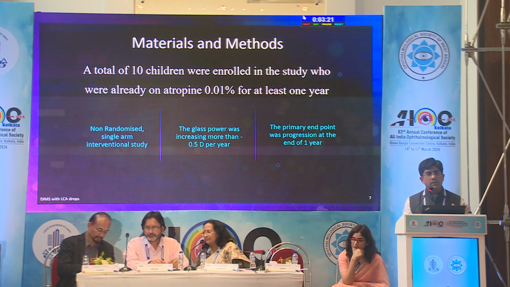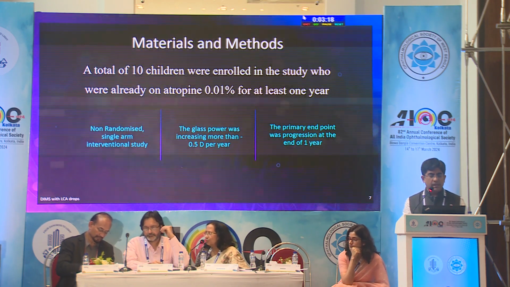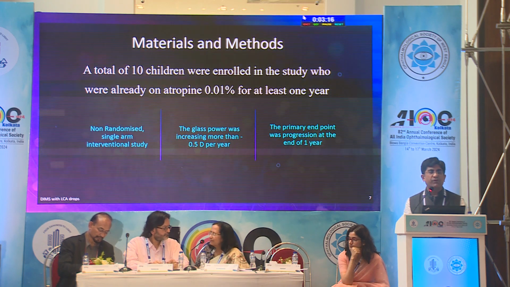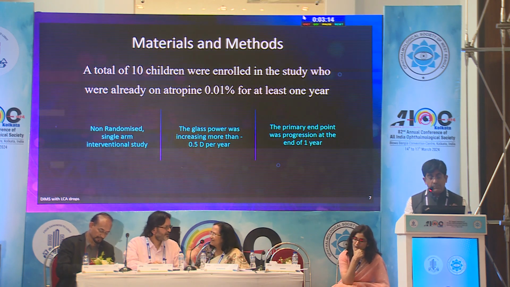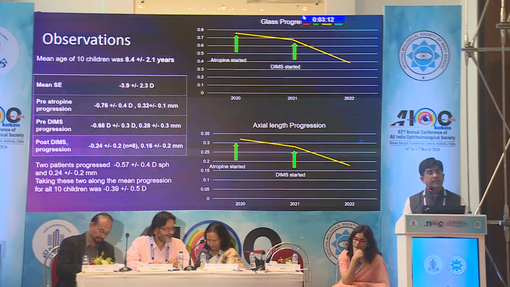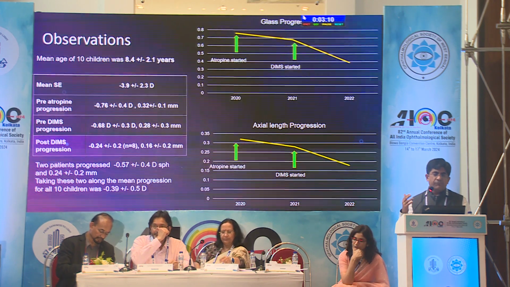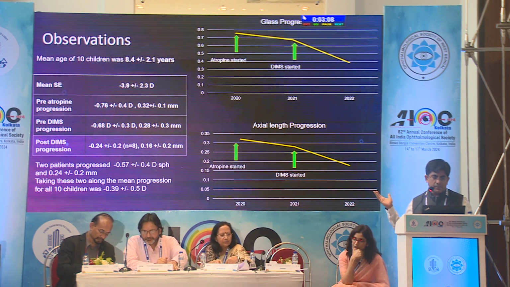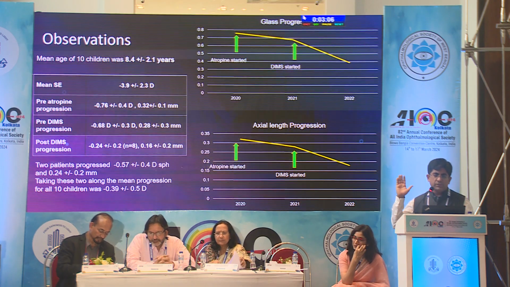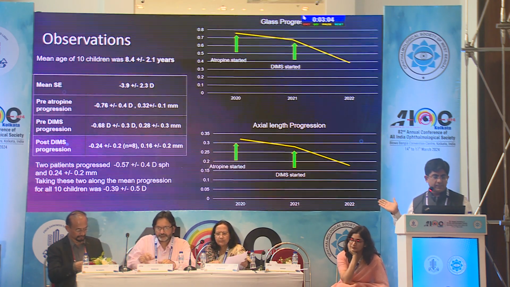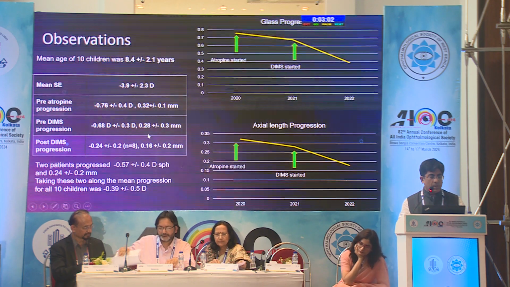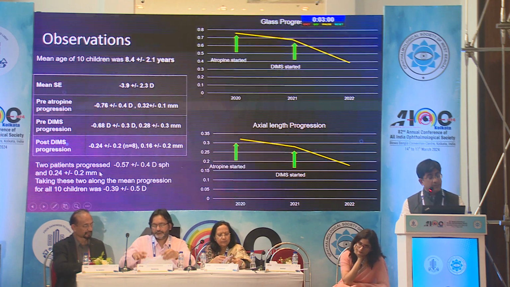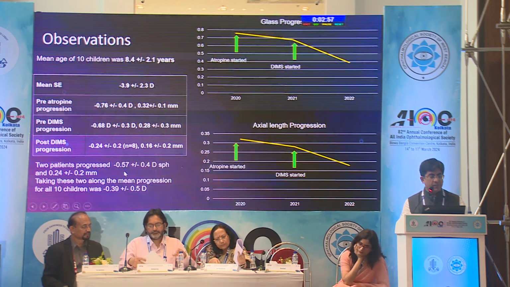This was a non-randomized single-arm interventional study, with glass power increasing more than 0.5 diopter per year. The primary endpoint was progression at the end of 1 year. Now at the end of 1 year, these were our observations. The upper one shows glass progression and the lower one shows axial length progression. Out of the 10 children, 2 children still progressed beyond 0.57 diopters.